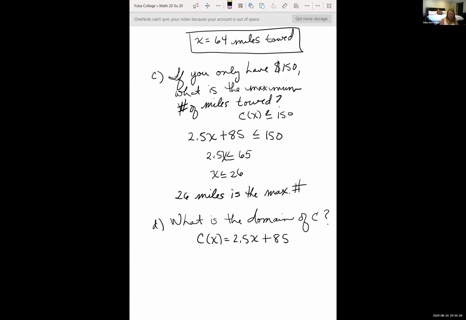So we know a domain is representing our input, which is X in this case. And so I know I can't have it less than 0. I guess it's possible the tow truck came out and didn't actually tow it. So X has to be greater than or equal to 0.